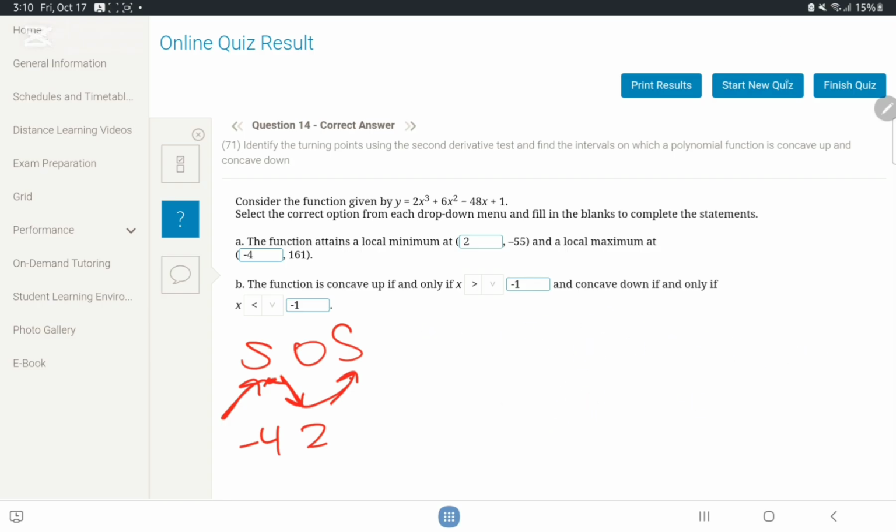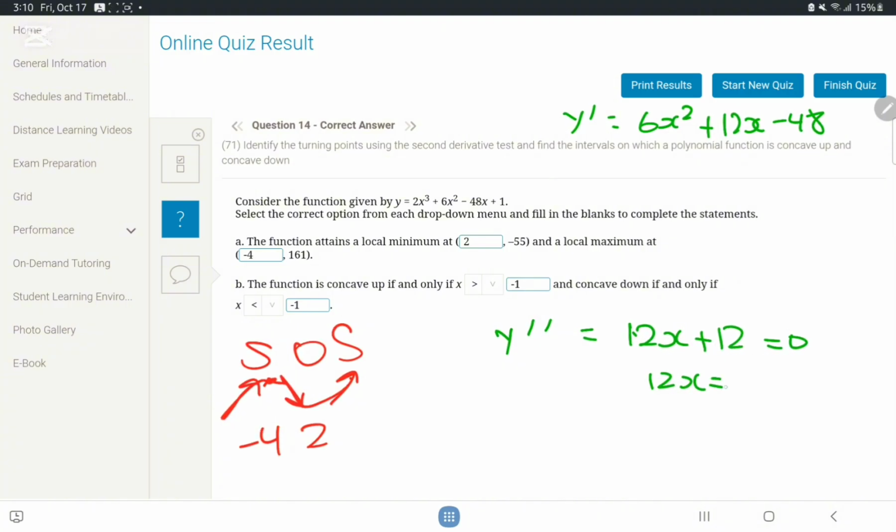Now, here, concave up, concave down. What you do is you do the second derivative. So y double prime will be equal to, we said that y prime was equal to 6x squared plus 12x minus 48, so y double prime will be equal to 12x plus 12. Make it equal to 0. So 12x is equal to -12, x is equal to -1.